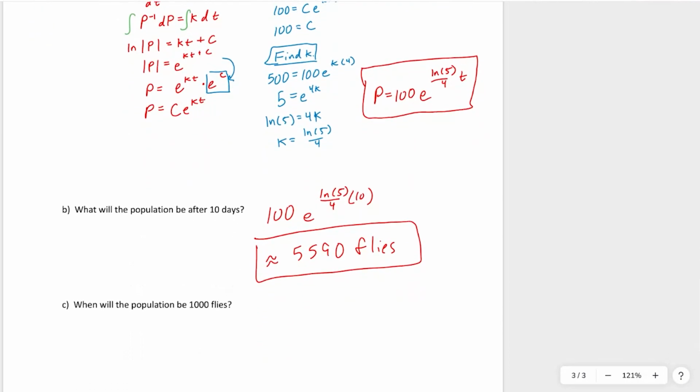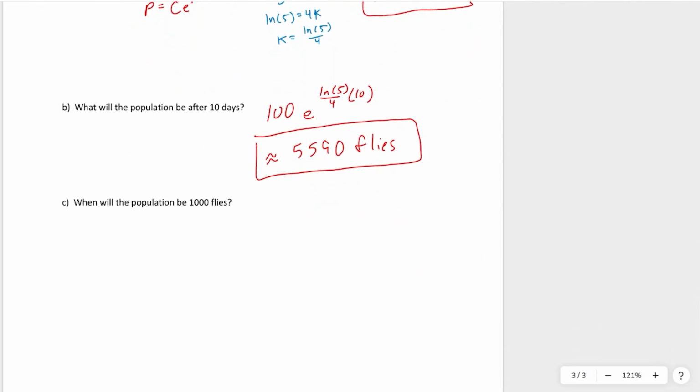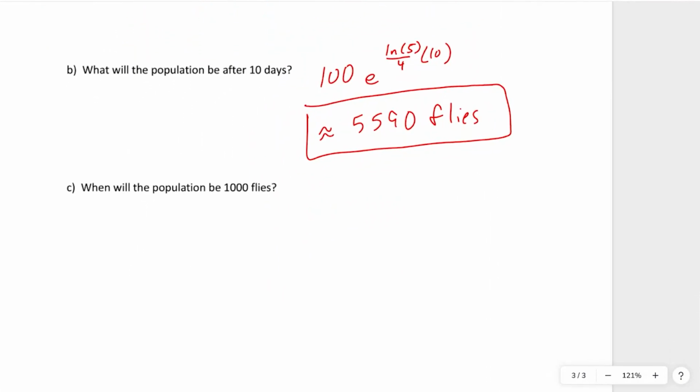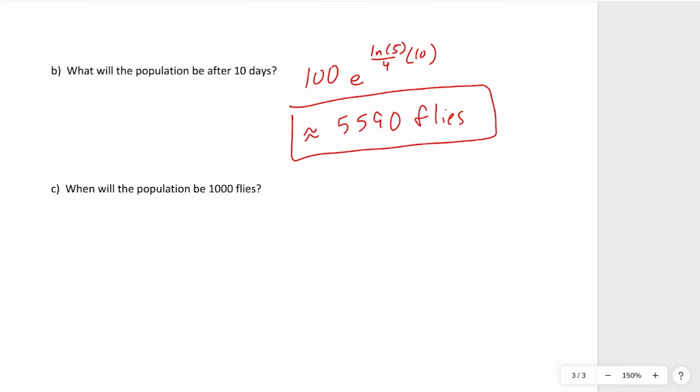And finally, when will the population be 1,000? Here we're going to set the equation equal to 1,000 and solve for t. So we've got 1,000 equals 100 times e to the natural log of 5 over 4 times t. And we're solving for t here. So first we'll divide both sides by 100. So 10.